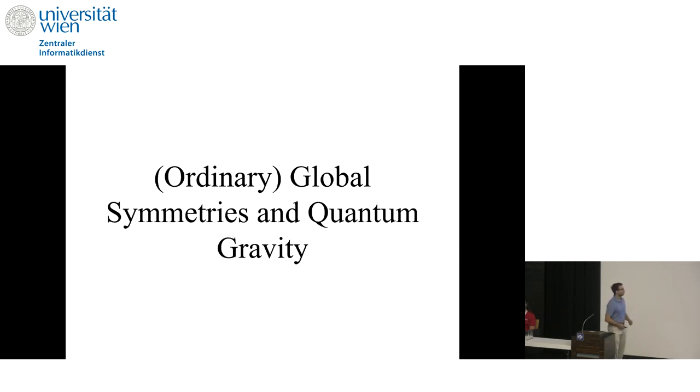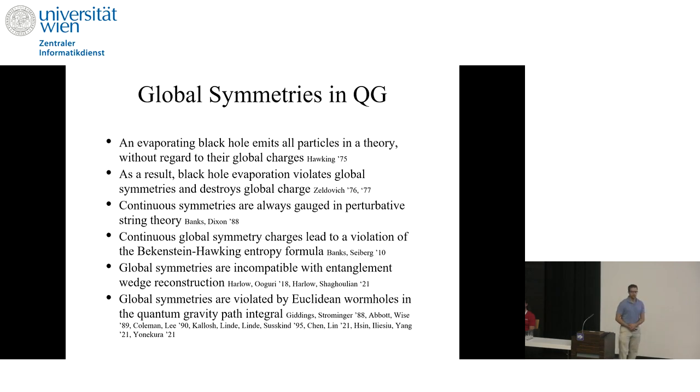So with this, let me give a lightning review of the history of the absence of global symmetries in quantum gravity. Back in the 70s, Hawking noted that an evaporating black hole emits particles without regard to their global charge. This means that black hole evaporation violates global symmetries and destroys global charge. Since this time, many different physicists, from various different lines of reasoning, have reached the same conclusion, that quantum gravity does not have any exact global symmetries.